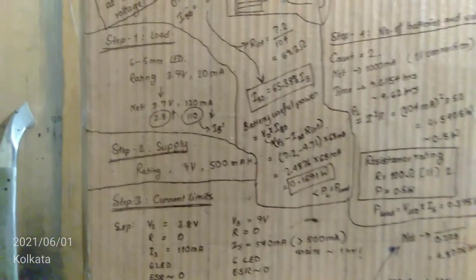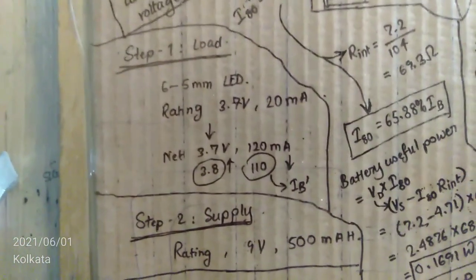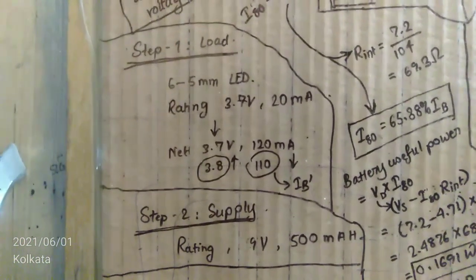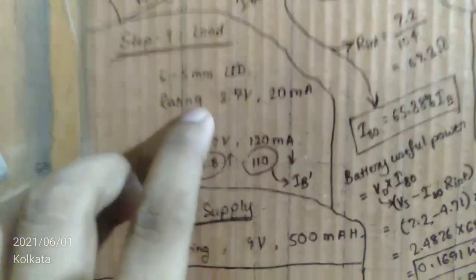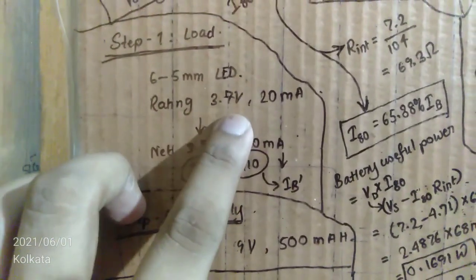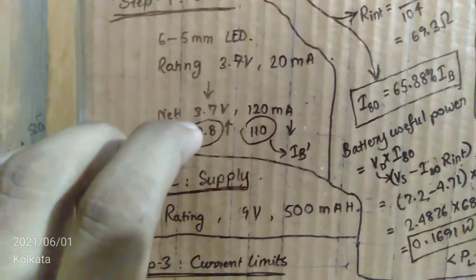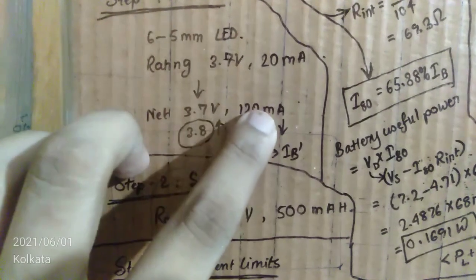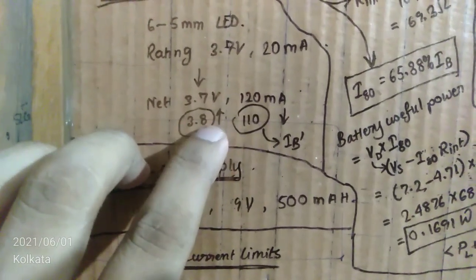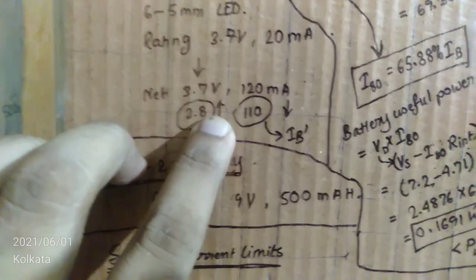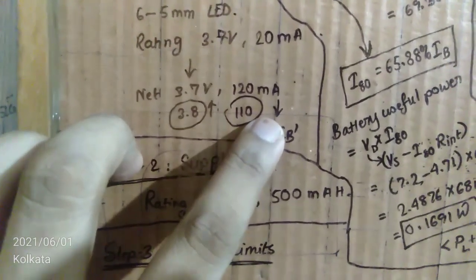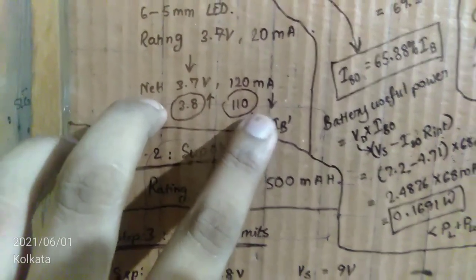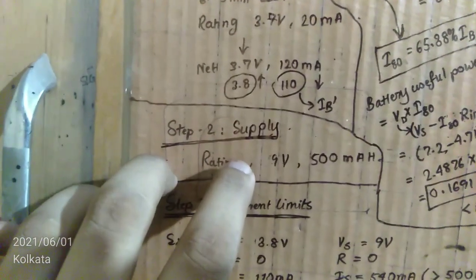For this we need to do some math work, heavy math work. So here is the heavy math work. The first step is considering 6 5mm LEDs of rating 3.7 volts, 20 milliampere. Now the net is 3.7 volts at 120 milliampere, and then the voltage is increased by 0.1 volt and the current is decreased by 10 milliampere, considering the overall power to be nearly the same.